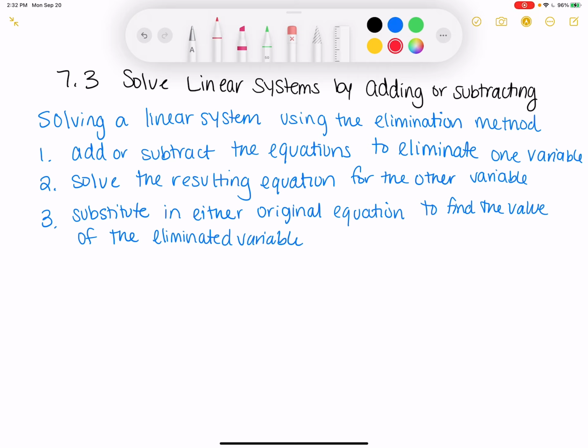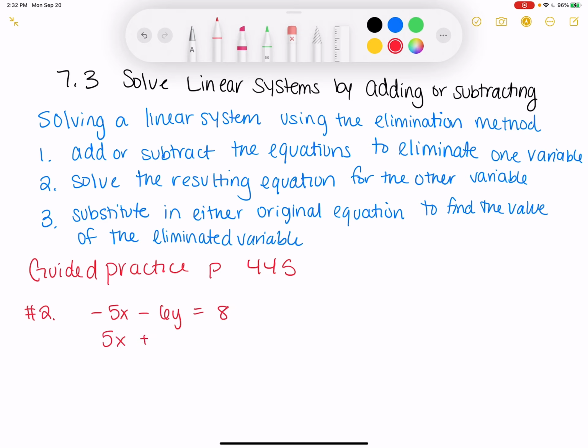All right, so there's some examples, or well, it's called guided practice, on page 445. Okay, I'm going to just pick a couple out of here to do before we actually go look at the ones specifically in the homework. So number 2, we've got negative 5x minus 6y is equal to 8, and I've got 5x plus 2y is equal to 4.